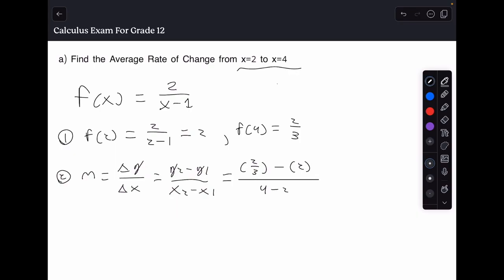And plugging that into your calculator, you should get negative 0.666666667, or if you do it in fraction, that's negative 2 over 3. All right, so that's the average rate of change, super easy. Just y2 minus y1 over x2 minus x1.